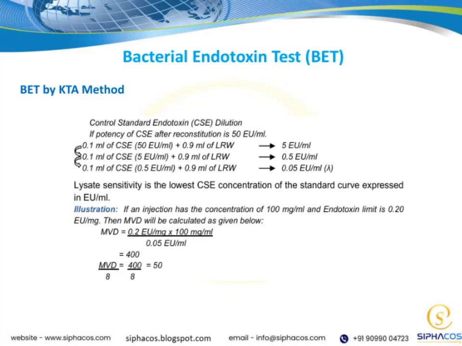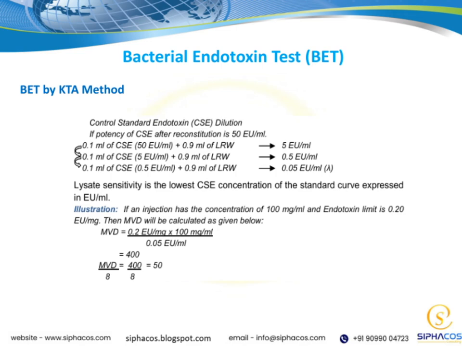Now, let's take a closer look at the BET by KTA method. The bacterial endotoxin test, or BET, is a crucial part of ensuring the safety of pharmaceutical products. It helps us detect bacterial endotoxins, which are potentially harmful substances derived from bacteria. These endotoxins can cause severe reactions if they enter the bloodstream, so testing for them is essential.